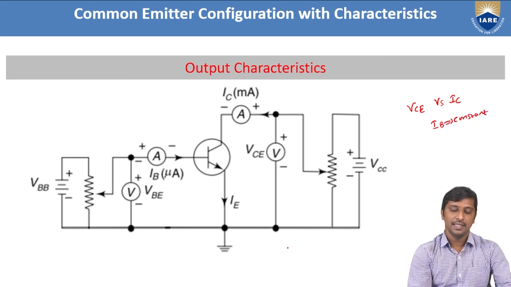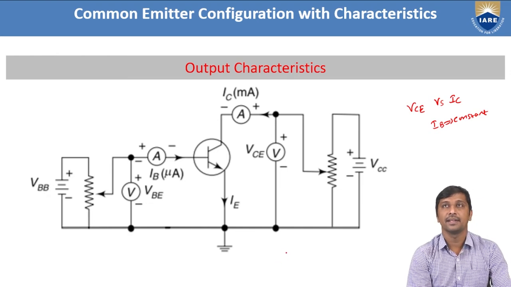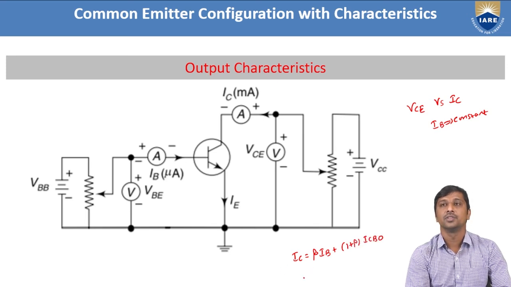But we know that one relation. So what is the relation in a common emitter configuration? In a common emitter configuration, it is represented as IC equals beta times IB plus (1 plus beta) times ICBO. So we analyze this mathematical relation from the common emitter configuration.